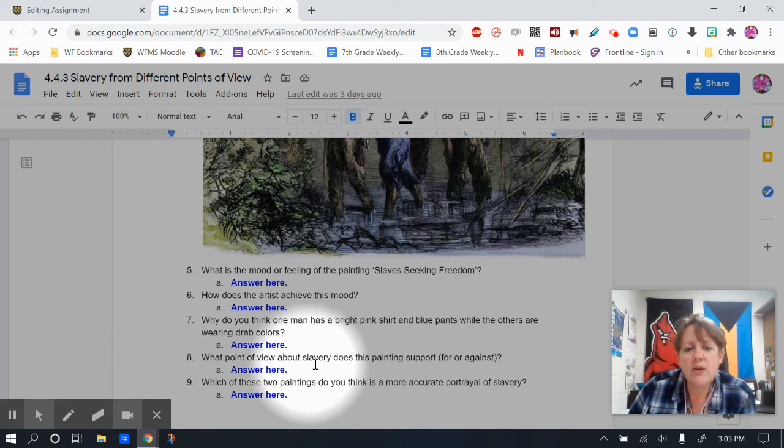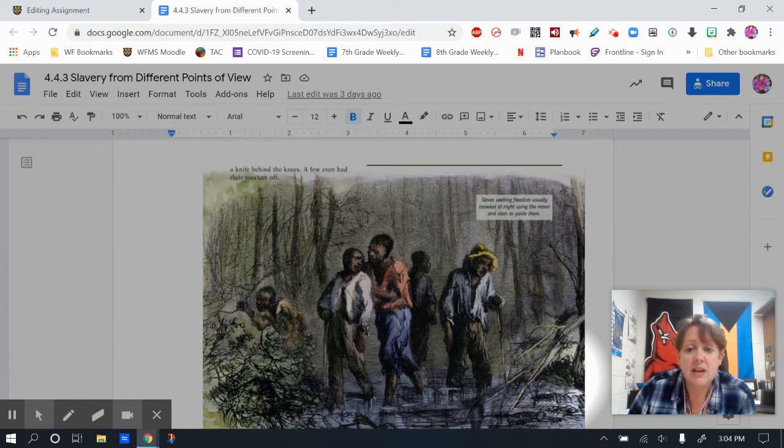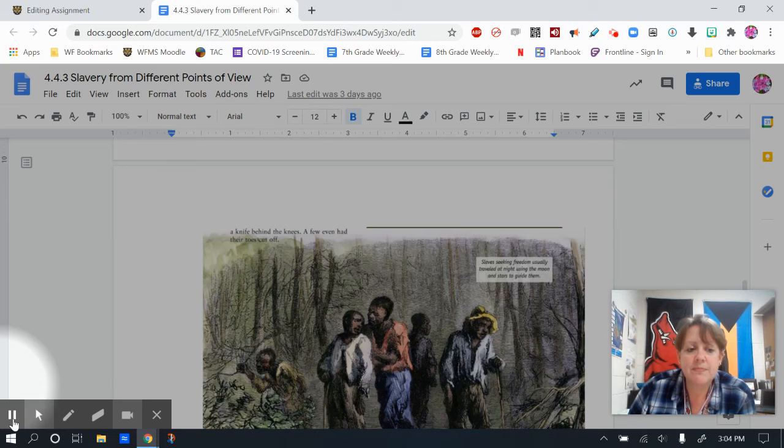Number 8, what point of view about slavery does this painting support? Is it for or against slavery? Which of these two paintings do you think is a more accurate portrayal of slavery? This is just comparing two paintings and showing us what people thought of slavery.